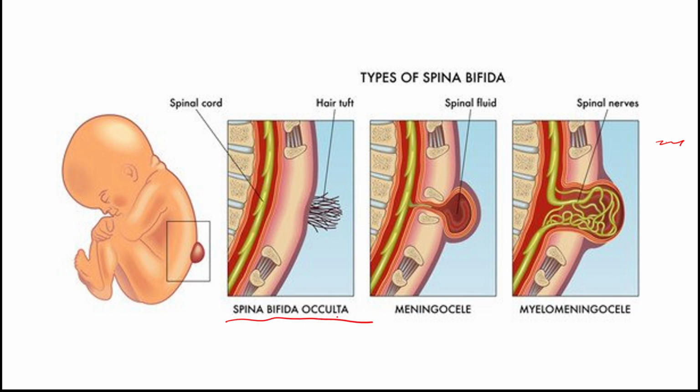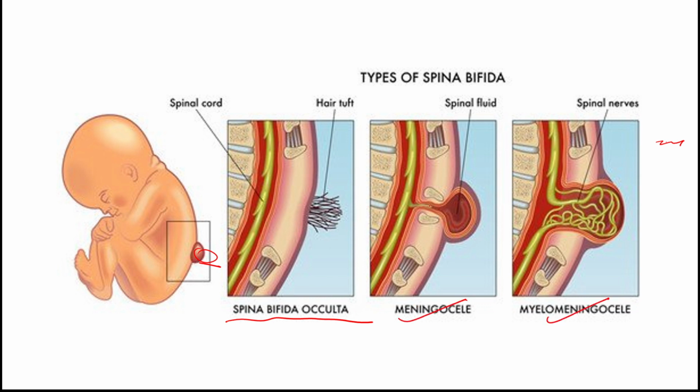The least would be this. Here the fusion is almost complete. You only would observe a little bit of a hair tuft that is present at the caudal end of the spinal cord. This is known as spina bifida occulta, but there are sometimes greater degrees of spina bifida, such as meningocele and myelomeningocele.